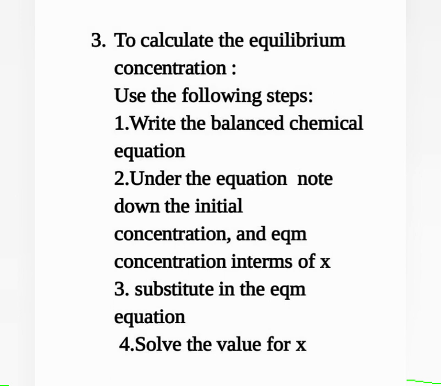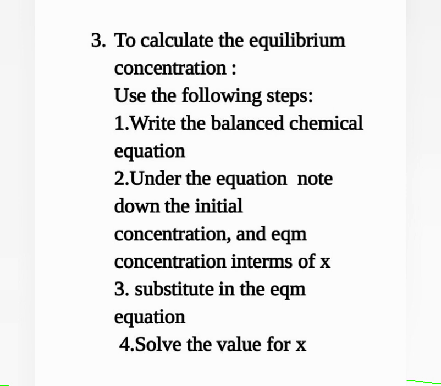Okay, that was the second application. The first application was to predict the extent of a reaction. The second one was to know about the direction of a chemical reaction. The third application of the equilibrium constant is to calculate the equilibrium concentration. To calculate the equilibrium concentration, we follow some rules.